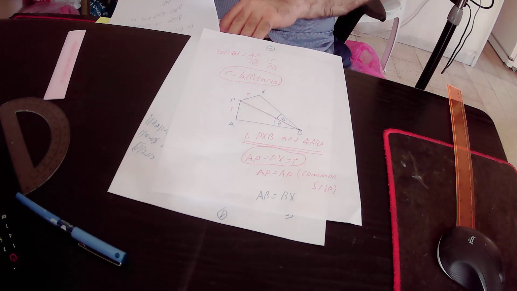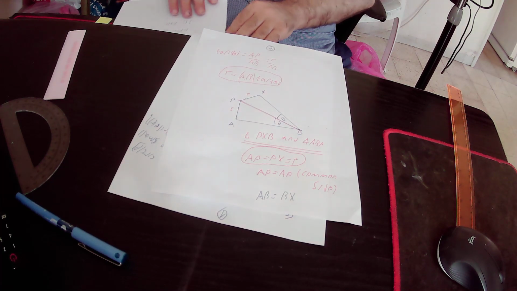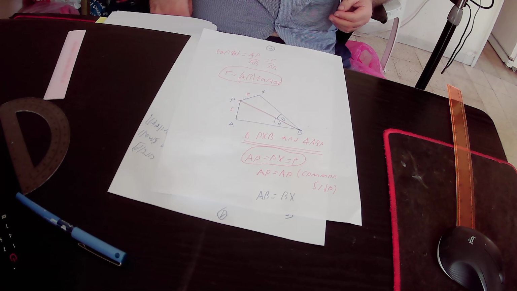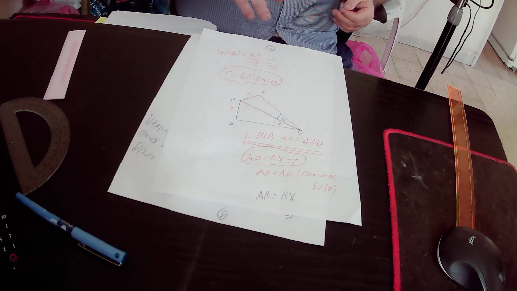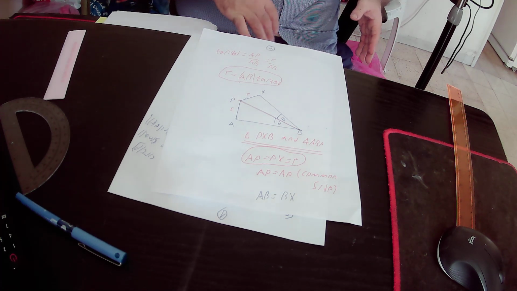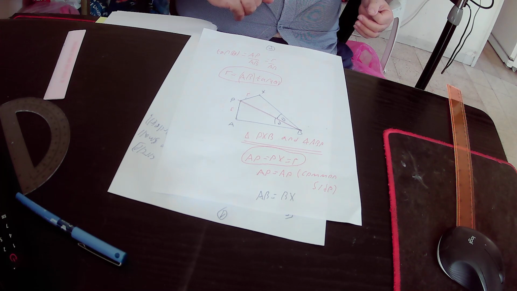So in order to find out the radius of the small circle, we must find the value of AB and the value of tangent theta, and then we will multiply one by the other, and we will find out the radius of the small circle.